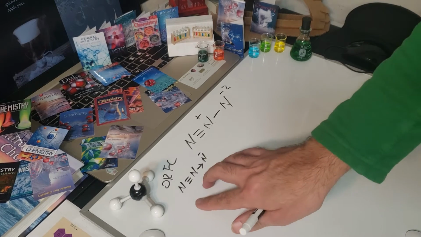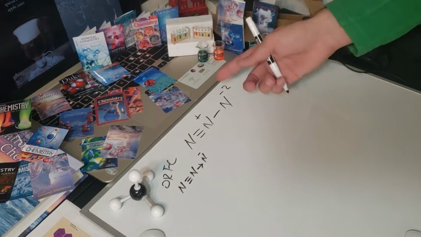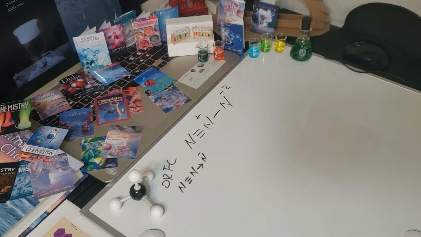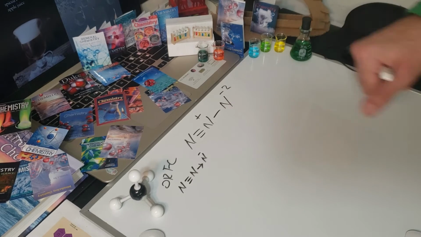This is the Lewis structure. It has one negative charge. When we put one more negative charge on where the tip of the arrow was, we get double negative.